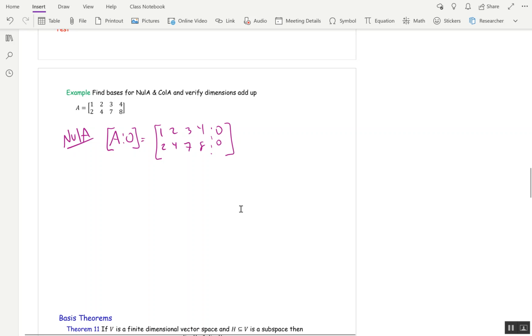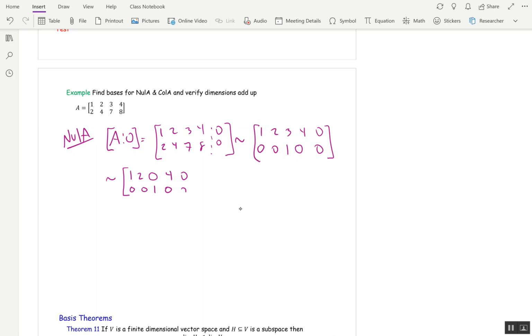Okay, so let's finish off section 4.5. For this problem, I'm going to do null A first. So I've already taken A and augmented it with 0. And now I need to reduce. Shouldn't take too long. 1, 2, 3, 4, 0. Multiply by -2 and add, 1, 0, 0. And now we do need to go to reduced echelon because we want to actually find a basis for null A. So this is 1, 2, 0, 4, 0, 0, 0, 1, 0, 0.